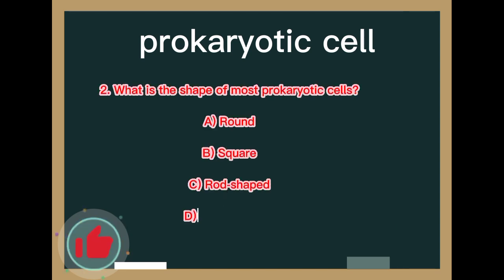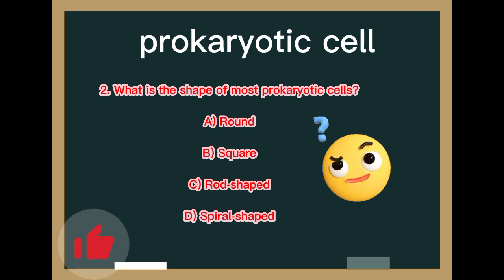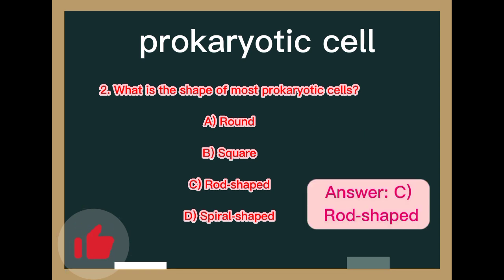2. What is the shape of most prokaryotic cells? A. Round. B. Square. C. Rod-shaped. D. Spiral-shaped. Answer: C. Rod-shaped.